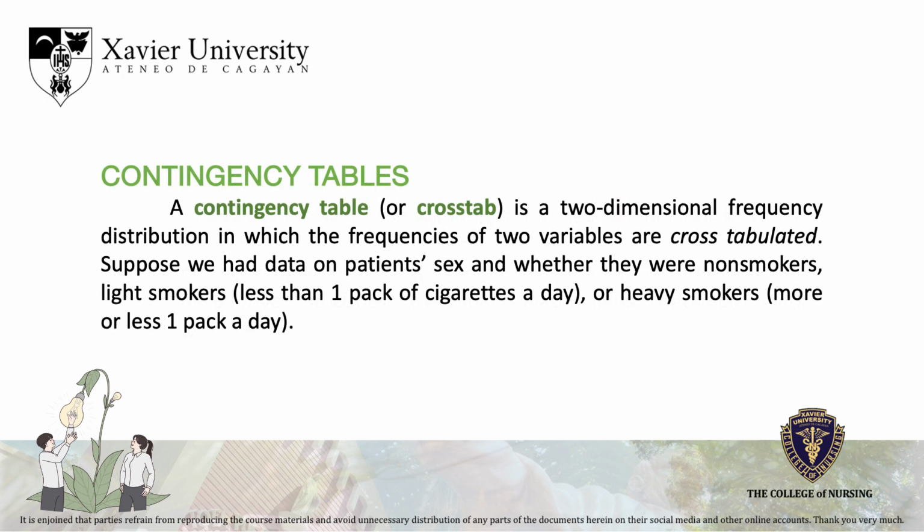Let's have first the crosstab or the contingency table. It's a two-dimensional frequency distribution in which the frequencies of two variables are cross-tabulated. Suppose we had data on patient sex and whether they were non-smokers or light smokers. When we talk about light smokers, that is less than one pack of cigarettes a day, while heavy smokers smoke more or less one pack a day.